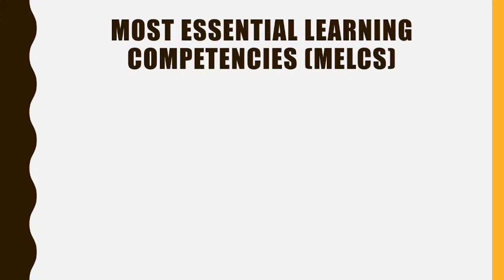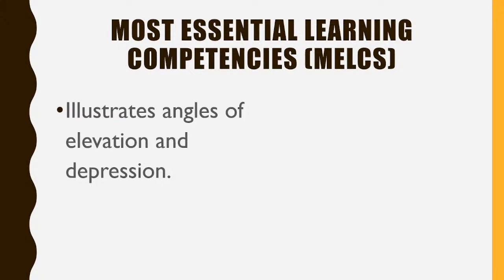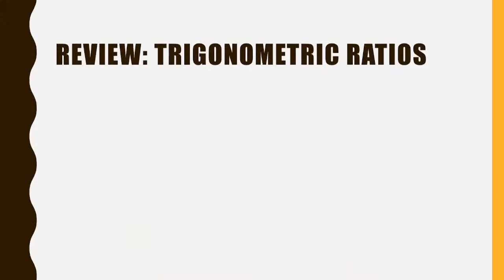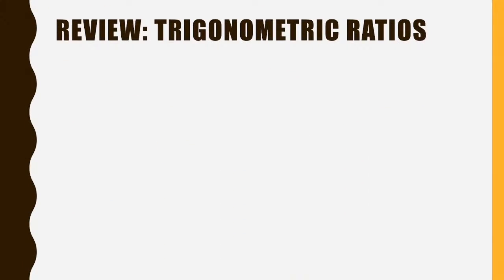The objectives are the following. The student must be able to, first, illustrate angles of elevation and depression, and second, use trigonometric ratios to solve real-life problems involving right triangles. Before we proceed to our lesson, let us look back on what we have learned in the past. We have learned about the 6 trigonometric ratios. Let us pause for a while to recall them.